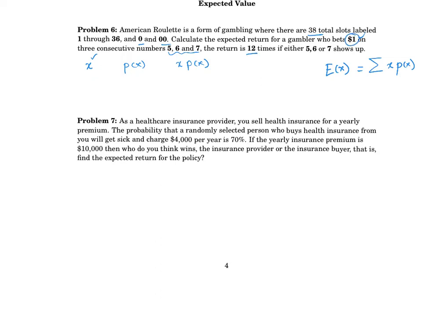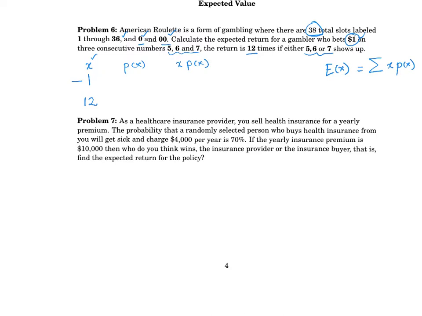Because you bet $1. So if you win, that means if one of the 3 numbers show up, 5, 6, or 7, you'll get 12 times the invested amount, which is going to be $12. So in one case, you're going to lose $1. That's one outcome of the random variable x. The other outcome of the random variable x is that you win. That means in that case you get $12. Now, what are the chances that you will get $12? Remember, there are 38 different possibilities, right? 1 through 36, 0, and 00.